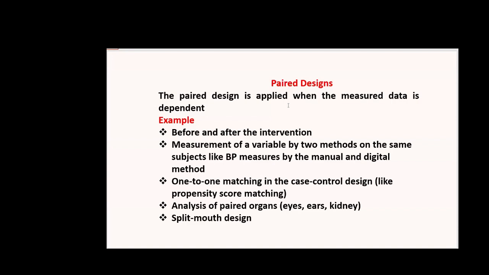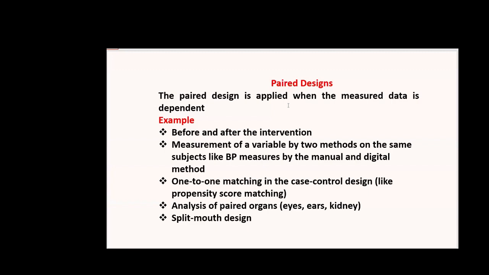Another is analysis of paired organs. If you are going to analyze paired organs of the same patient, like one eye you are giving the treatment and comparing it with the control, the second eye as a control, same for the ear. One ear you are giving the treatment, and the second ear you are keeping as a control. The same for the kidney. So if you are comparing different paired organs, that is also called a pair design.